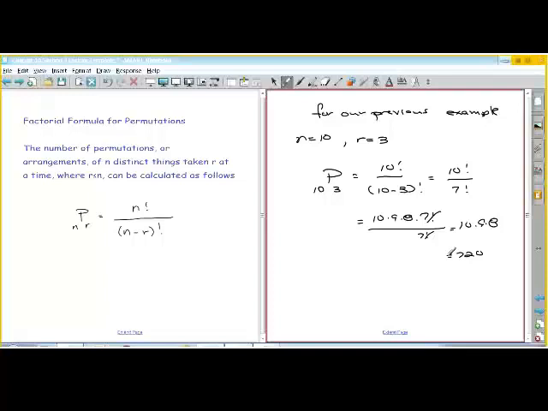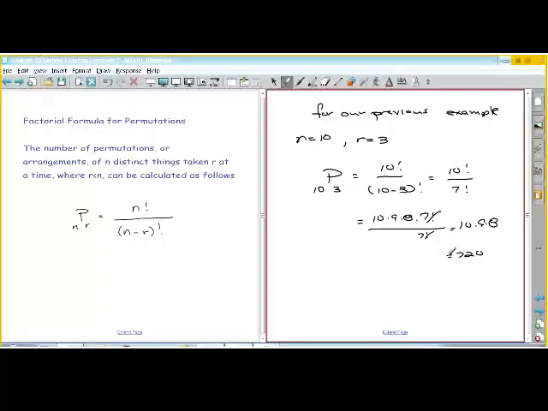The initial way we did it was using the fundamental counting principle. We broke it up into 3 steps. Pick a president, pick a secretary, pick a treasurer. We had 10 choices for president, 9 choices for secretary, 8 choices for treasurer.